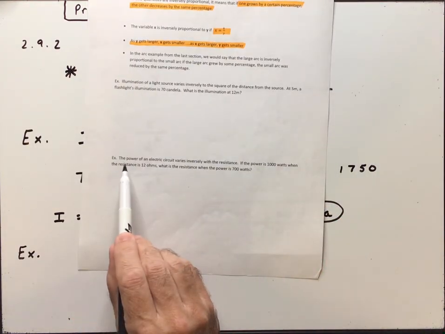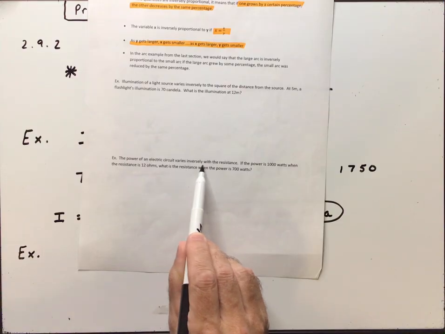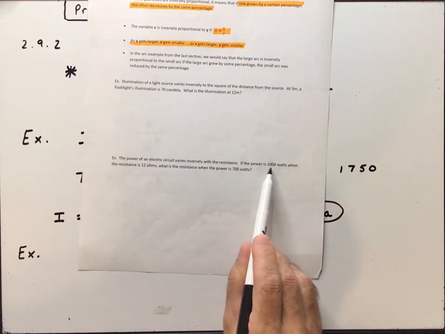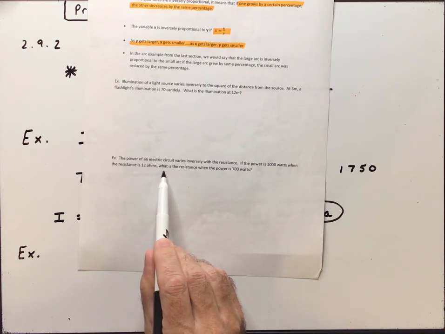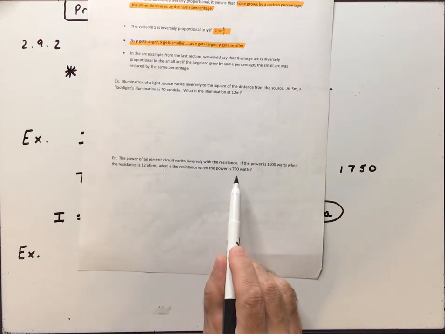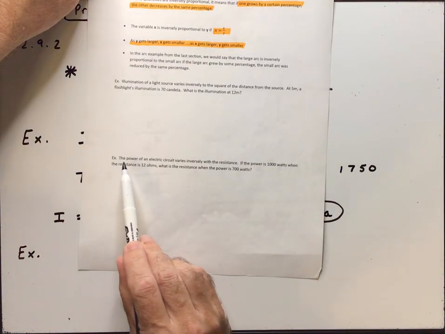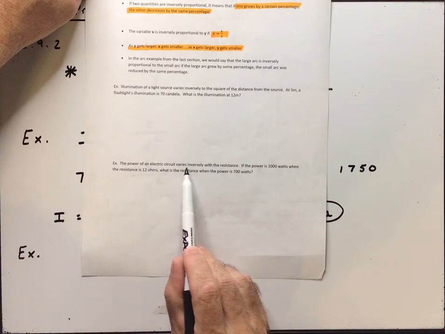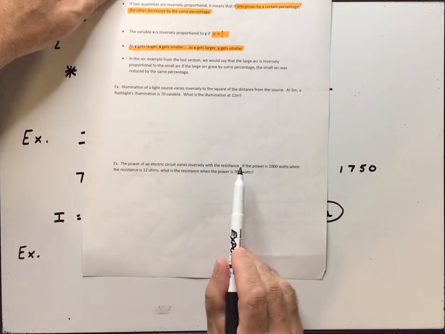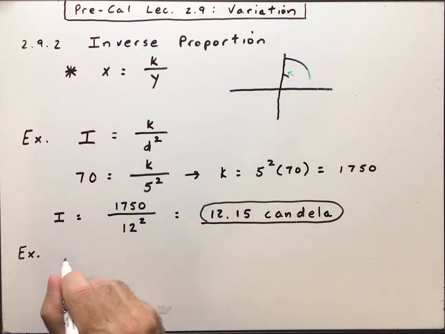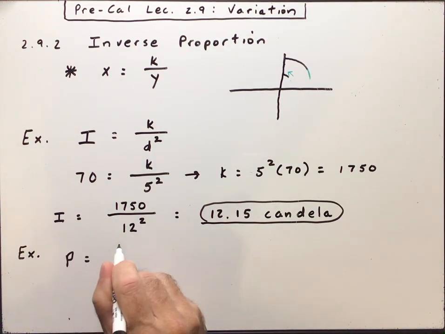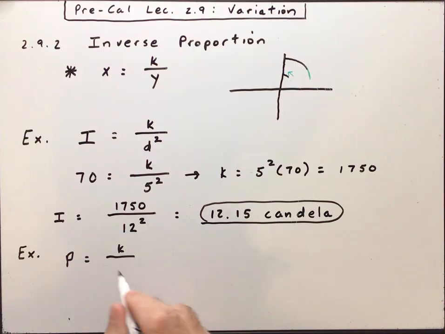So our last example says the power of an electric circuit varies inversely with resistance. If the power is 1,000 watts when the resistance is 12 ohms, what is the resistance when the power is 700 watts? Okay, let's read the sentence left to right. Power varies inversely with resistance. So power varies inversely, that means K's on top, with resistance. It doesn't say resistance squared, it doesn't say the square root of resistance, just resistance. So there is our equation.